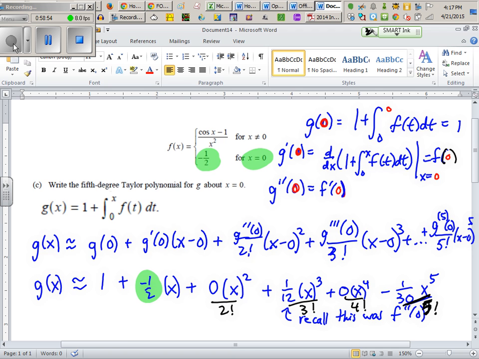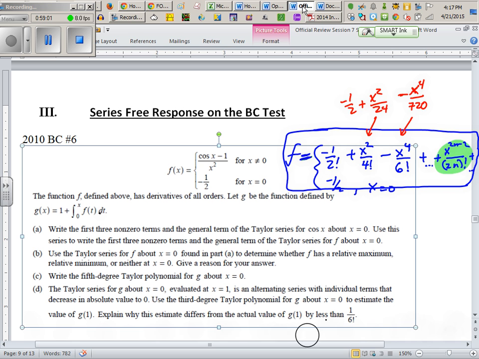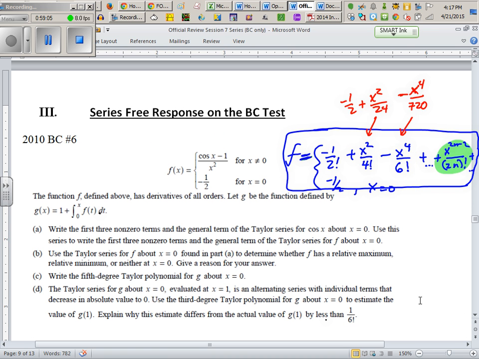Okay, and then is there a part D? Let's go see. The Taylor series for G about x equals 0 evaluated at x equals 1 is an alternating series. It has individual terms that decrease in absolute value to 0. Use the 3rd degree Taylor polynomial for G about x equals 0 to estimate the value of G of 1.